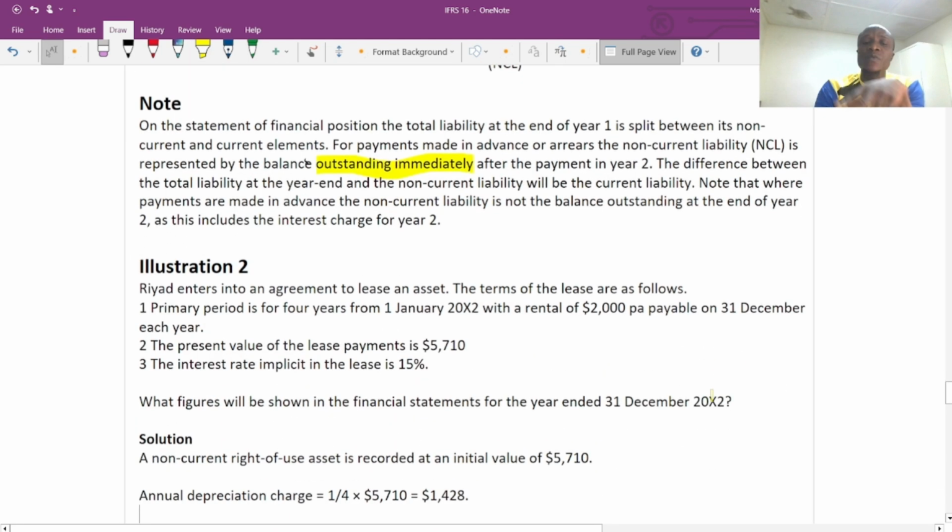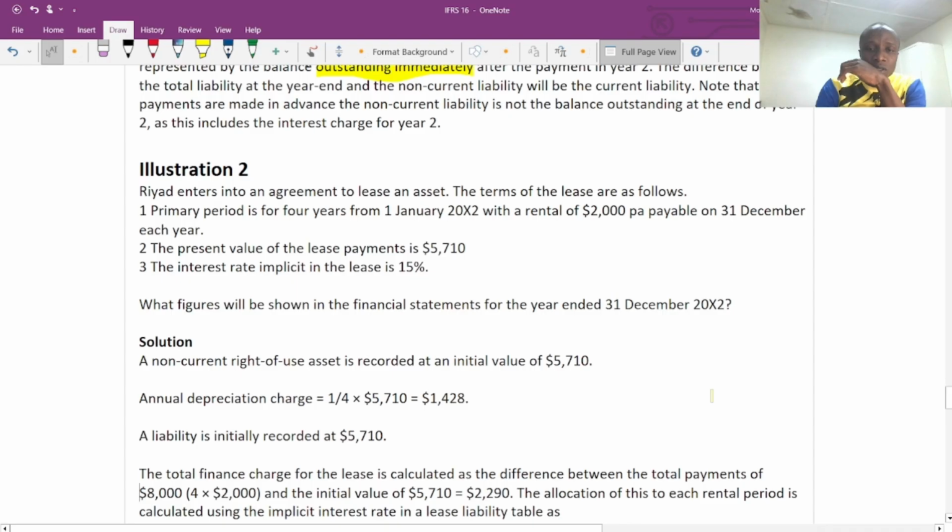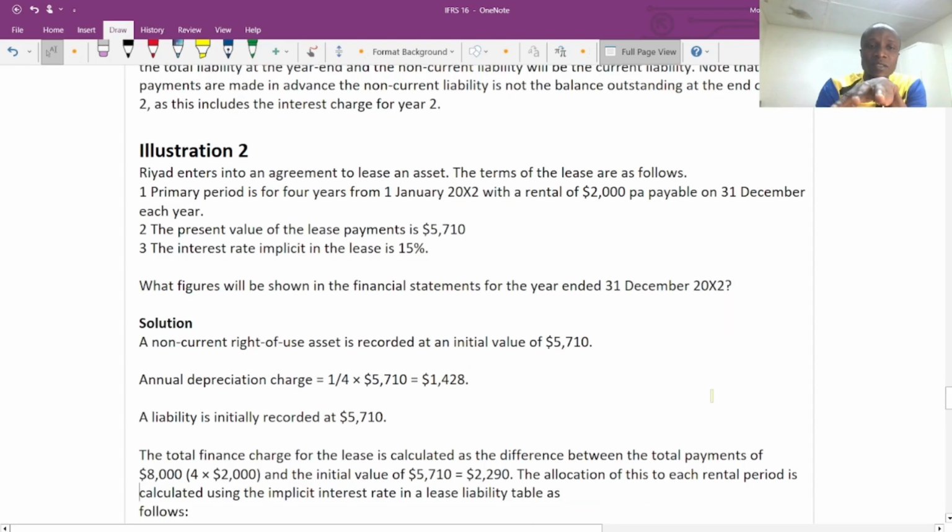So now we are going to look at this illustration to analyze the figures based on what I have explained. Now, illustration 2. The requirement states: what figures will be shown in the financial statements for the year ended 31st December 20x2? R enters into an agreement to lease an asset. The terms of the lease are as follows.